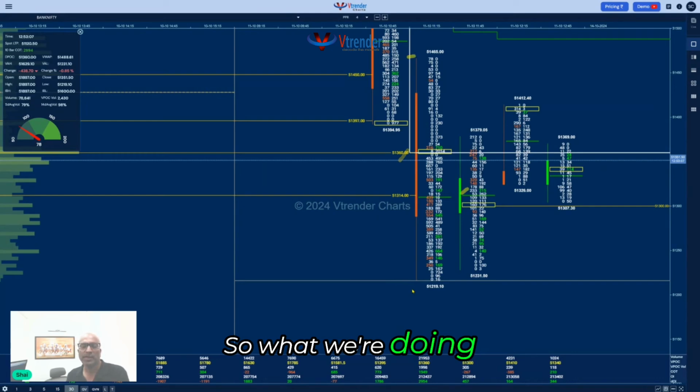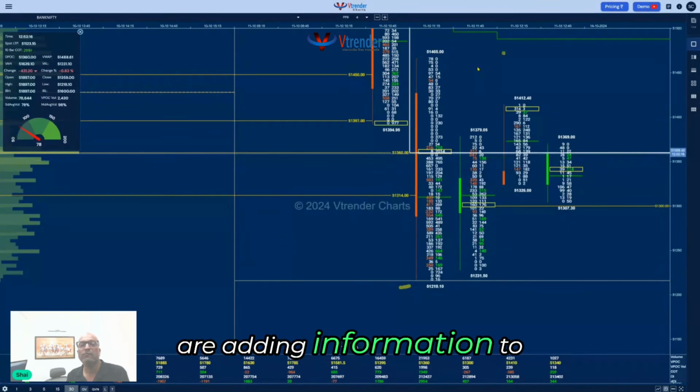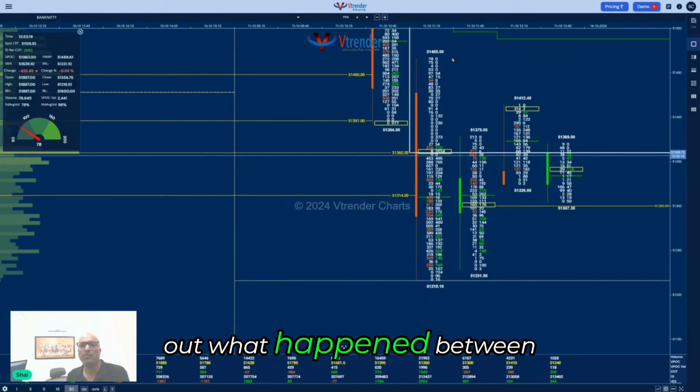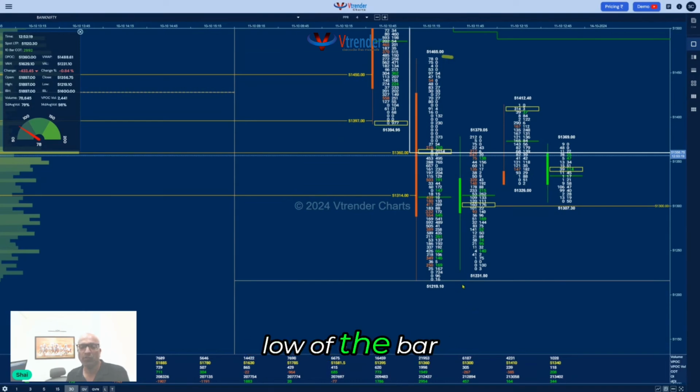So what we're doing in order flow is we are adding data to a chart. We are adding information to a chart, and we are trying to find out what happened between the high and the low of the bar, or what happened between the open and the close of the bar, right?